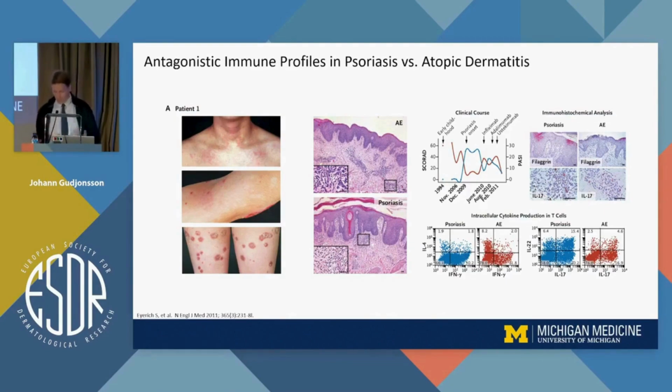And this is part of the spectrum that we often see with these patients, extremely rare, but we see them from time to time. And then you can see the histology is also quite different. IL-17 is much higher in psoriasis, and there's a little bit of it in atopic dermatitis. And you can see the same thing with IL-4 and IL-22, with IL-4 being more in atopic eczema and interferon gamma being higher in psoriasis, and IL-22 being high in both, maybe a little bit higher in psoriasis.